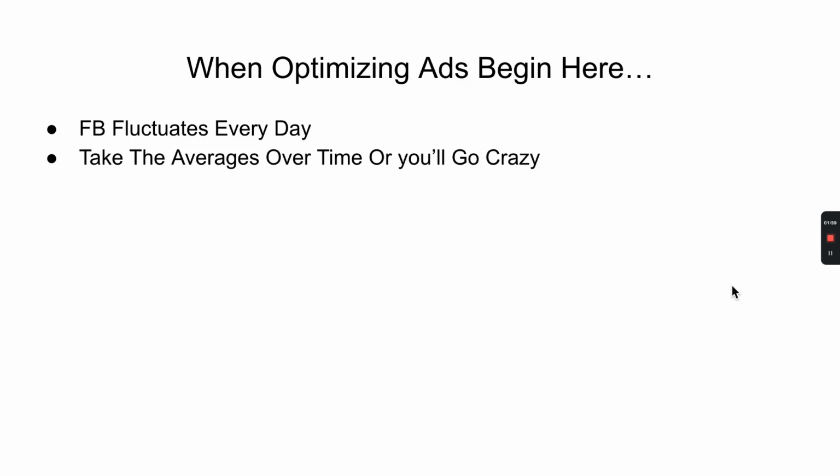I can get one lead one day. The next day I'll get 0 leads. The next day I'll get 3 leads. The next day I'll get 2 leads. I see that all the time. So do yourself a favor and make sure that you take averages over time. And the best practices for that is at least 3,000 impressions. That is the minimum. But the best is 7,000 impressions.